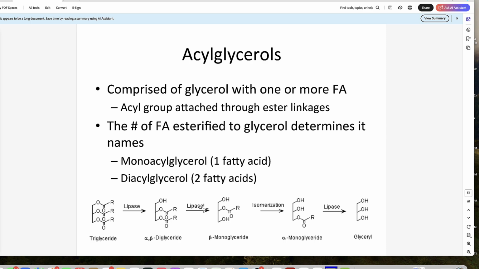All right, so acylglycerols. An acylglycerol comprises glycerol with 1 or more fatty acids. The key here is acyl, or an acyl group, which is attached through ester linkage, as you see. The number of fatty acids esterified to glycerol determines its name. So monoacylglycerol, one fatty acid is attached. Diacylglycerol, two fatty acids are attached. Mono being one, di being two.